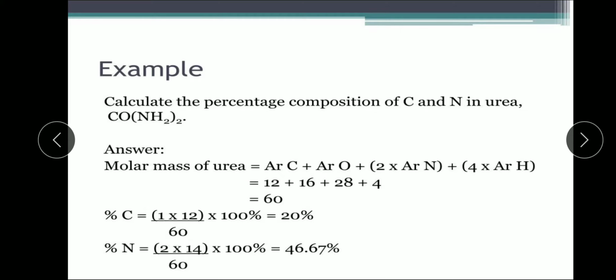Later on, calculate the percentage of carbon in the compound. Here only one carbon is there, so 1 into weight of carbon 12 divided by molar mass of urea 60 times 100. It gives you 20% of the carbon present in urea. Like that for nitrogen, here 2 nitrogens are there. So 2 into weight of nitrogen 14 divided by molar mass of urea 60 times 100. Finally it gives 46.67% of the nitrogen.